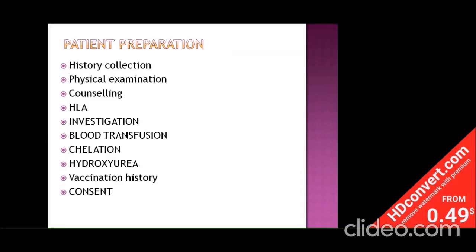Again, the patient will go to counseling sessions, and HLA and investigations will be done. There will be a lot of investigations and blood transfusion. Sometimes we go for hypertransfusion, or super transfusion: if the patient has a big spleen, we try to keep a higher hemoglobin. There will be aggressive chelation therapy and the patient will be on hydroxyurea. We also collect the vaccination history; if the patient has undergone splenectomy, we look at whether pneumococcal vaccination was received, and all the basic vaccination history. And in the preparation, as I said in the previous slide, we'll take the consent.